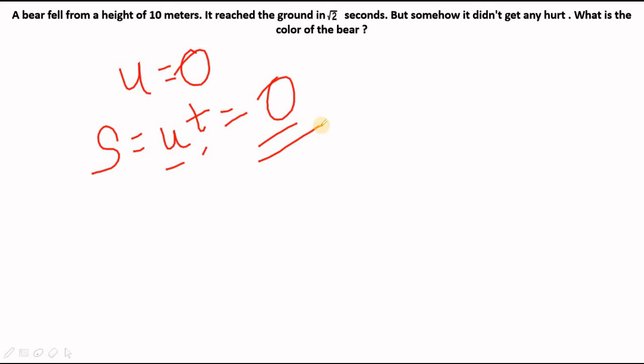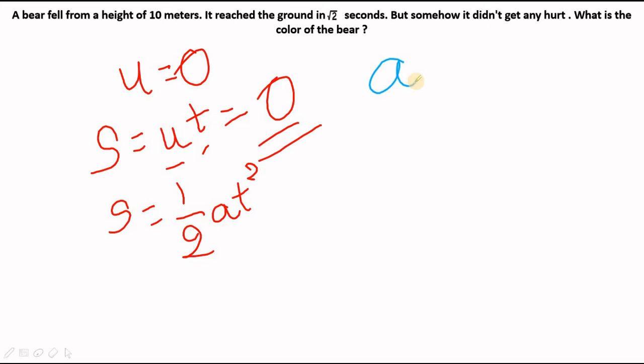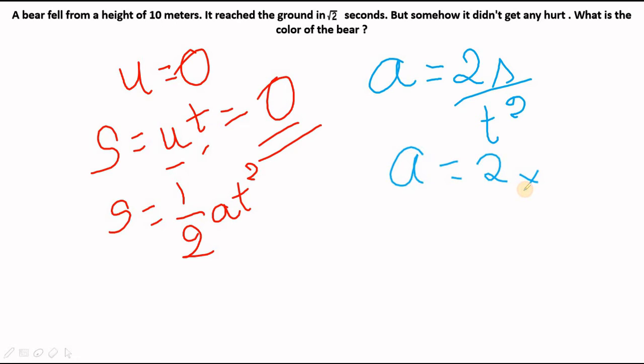So ut is equal to 0. Then s will be half at square. As simple as that, right? So if we change the sides, a will be nothing but 2s by t square. So here a would be 2 into what is s here? It is 10 meters. So it would be 2 into 10 meters by t square.